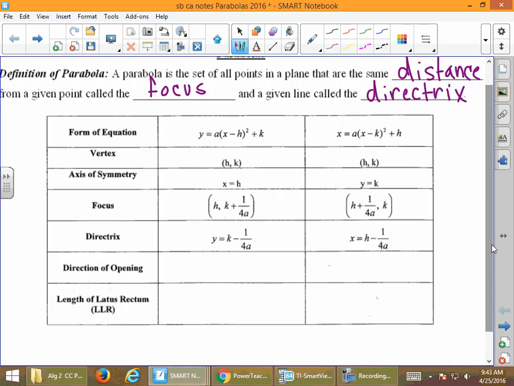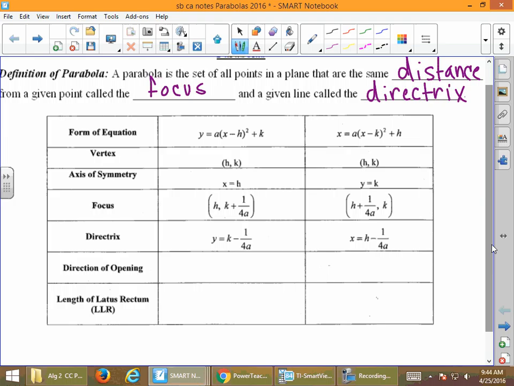And our vertex is (h, k), and our axis of symmetry is the line that goes right down the middle of the graph, splitting it in half. So if we fold right down the middle, one half of the graph will land on the other side of the graph. The next two formulas are how we find the focus point that we saw in our definition, and the directrix. We also saw that in our definition, and we're going to look at those when we do an example here in a couple minutes.